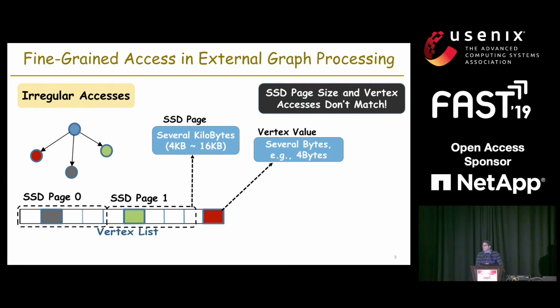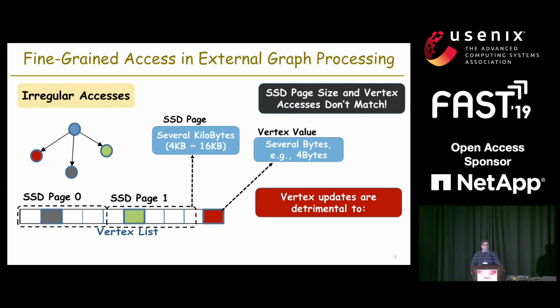So now you can imagine when we want to update a vertex value, we need to write the whole page. And writes in the SSD are usually slow. That's why such vertex updates are detrimental to both the performance of the application and also to the endurance of the device, because as we saw in the first paper presentation today, each SSD page can endure only a limited number of program erase cycles before it wears out.